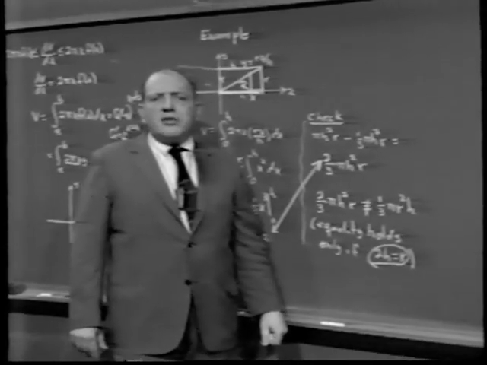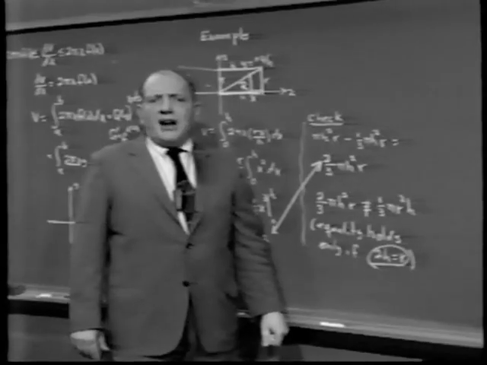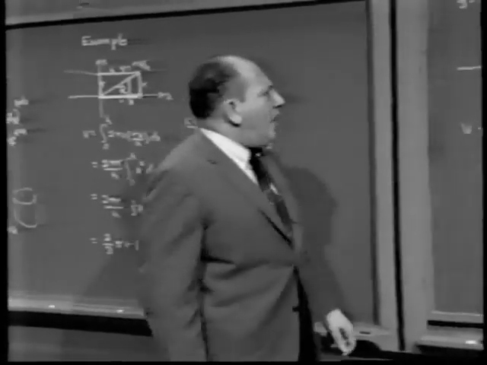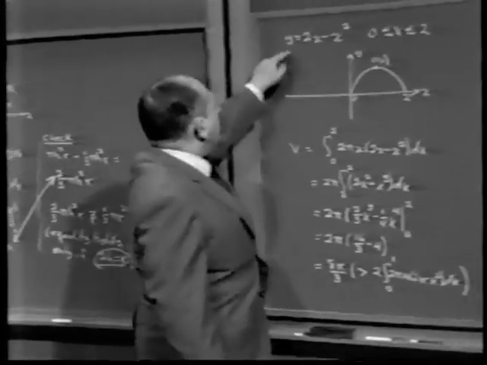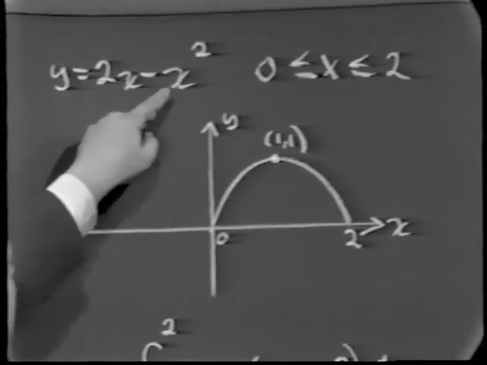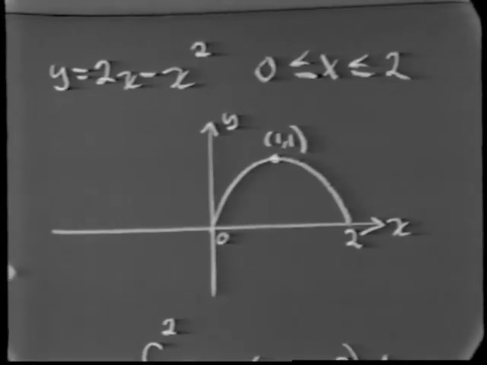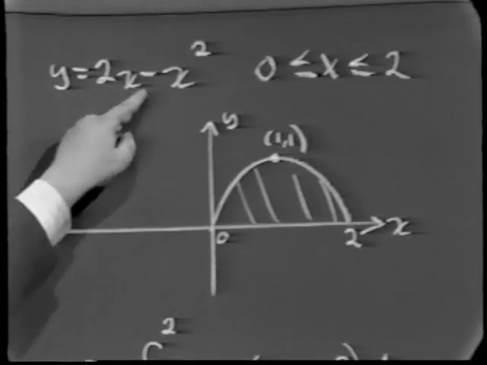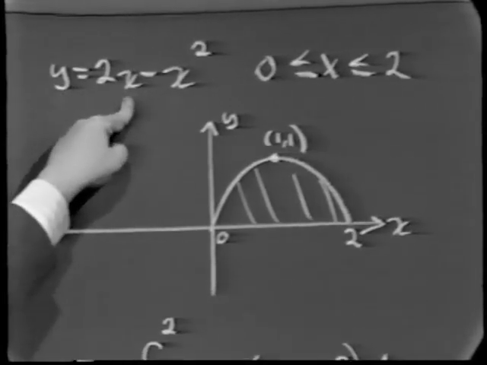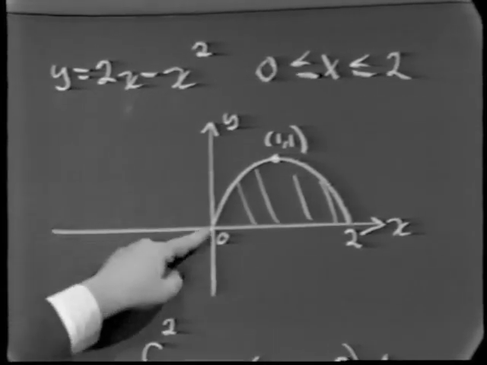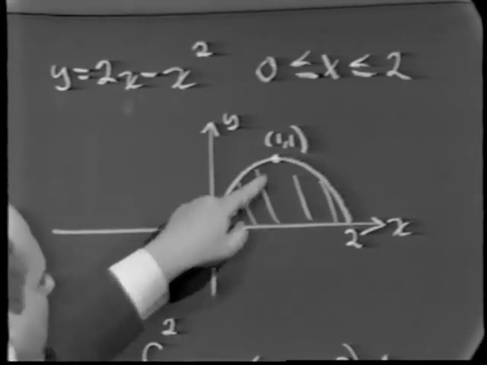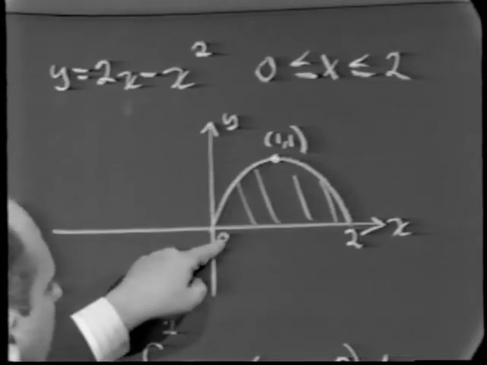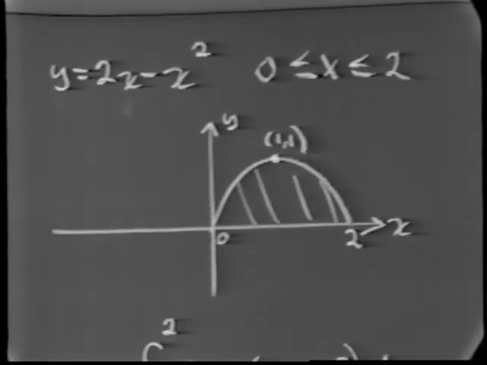Let me just use cylindrical shells for a problem which is slightly tougher, but one that can still be checked by another method. Let's take the following region. Let's take the curve y equals 2x minus x squared between x equals 0 and x equals 2. Leaving the details as a rather trivial exercise, it is not difficult to see that this is the parabola that peaks at 1, 1 and crosses the x-axis at x equals 0 and x equals 2.